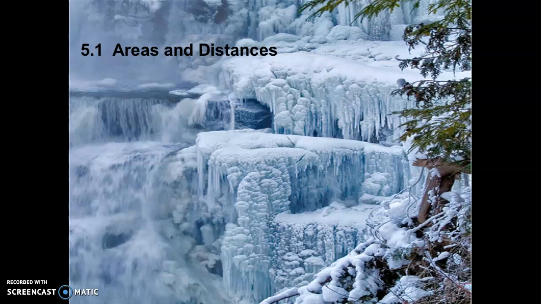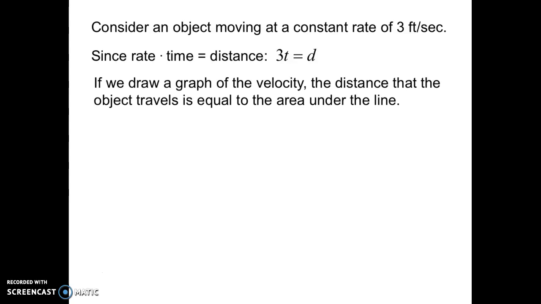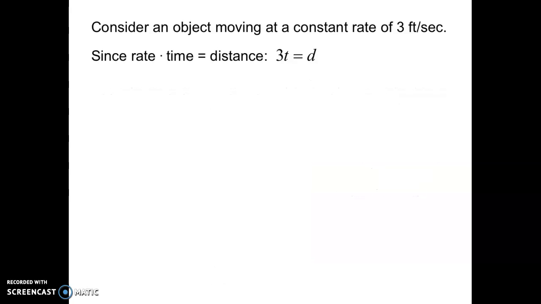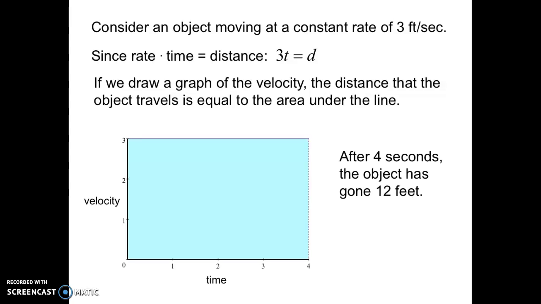So let's talk about section 5.1. Consider an object that we know is moving at a constant rate of change. Say we know that something is moving at 3 feet per second. Since we know that rate times time equals distance, we know that 3 times t will equal d in this particular case. If we draw the graph of the velocity, the distance that the object travels is actually equal to the area underneath that line.